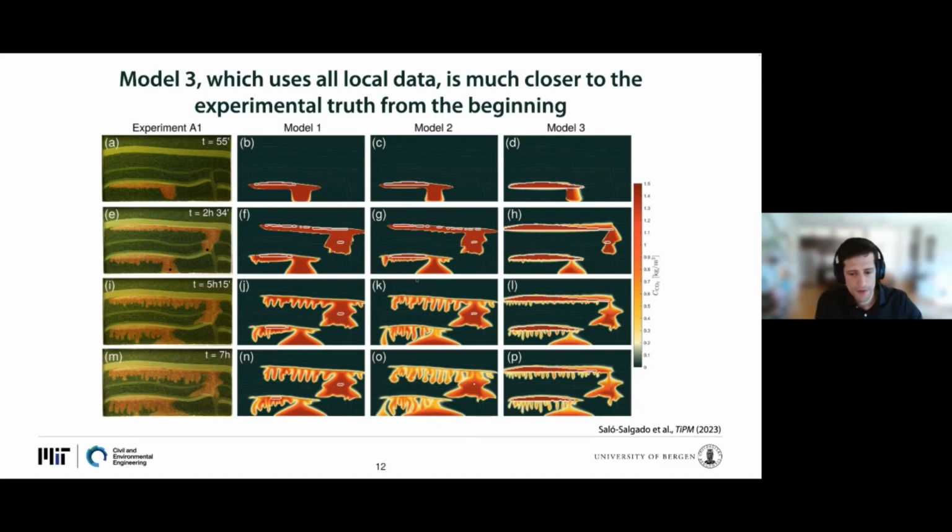So here you have an overview of the initial simulation results. And these are the results after the first simulation that we did with each of the models. So that is at the beginning of the calibration or history matching process. And one can already see that comparing with snapshots at different times with the experiment and then the 3D simulation models, model 3, which had access to all local measurements, is already significantly closer to the distribution that we see in the experiments.